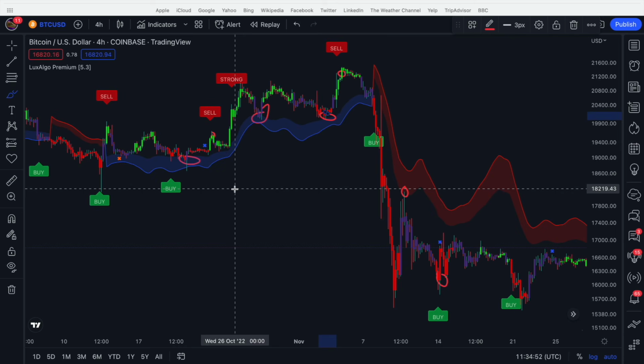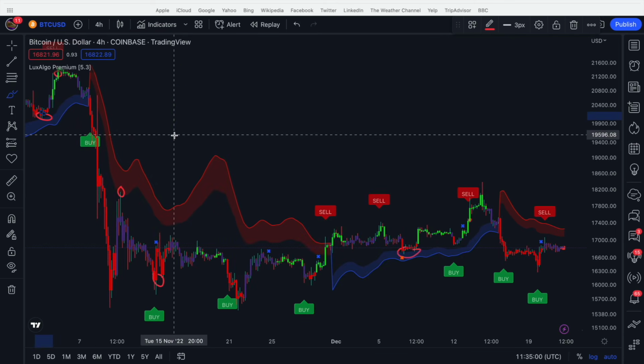The smart trail doesn't have to be used with these signals. It's a great standalone support and resistance indicator that I highly recommend checking out and would highly recommend trying to use in your trading. So thank you for watching.